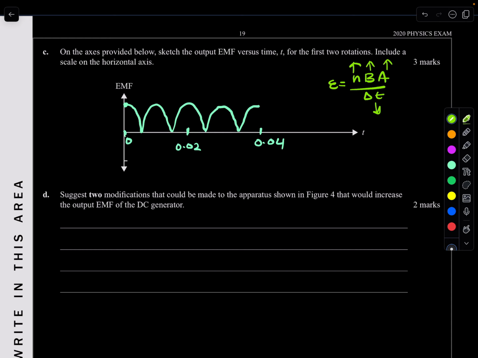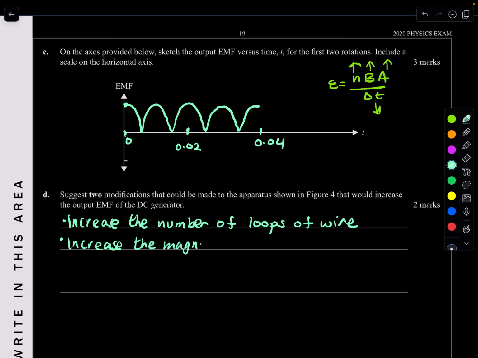These are so many ways you can actually increase your EMF. So you just need 2. So I would just say 2 of them, like increase the number of loops and increase the magnetic field strength. That should increase my EMF. Easy 2 marks. Increase the number of loops of wire. And the next thing, increase the magnetic field strength.